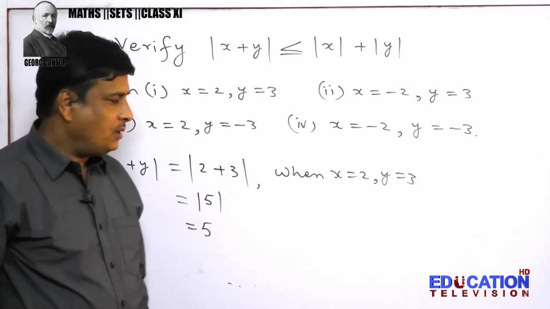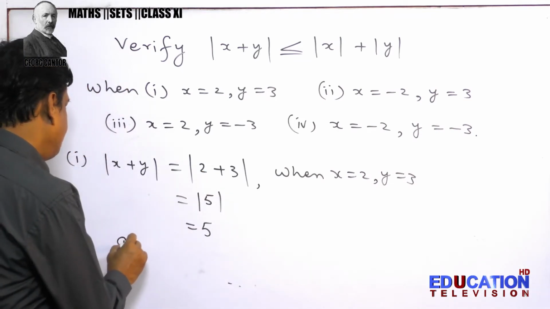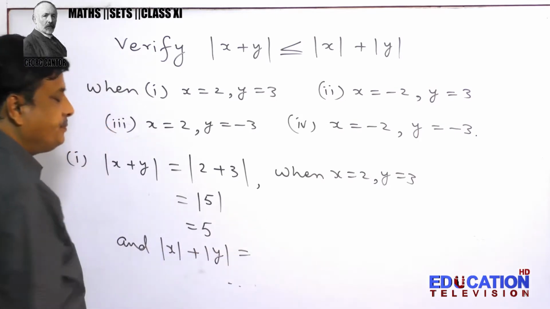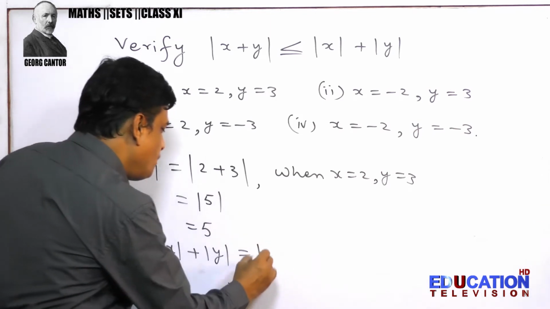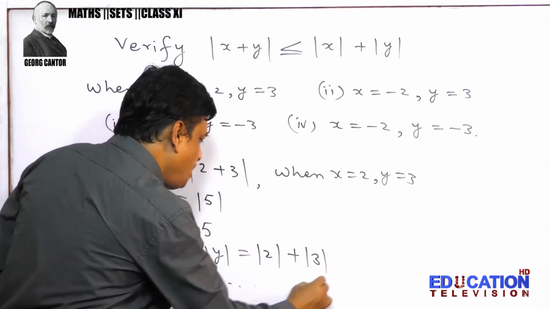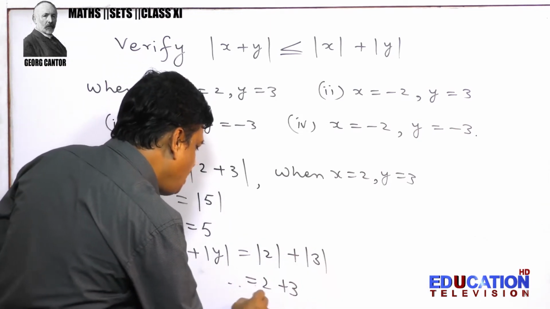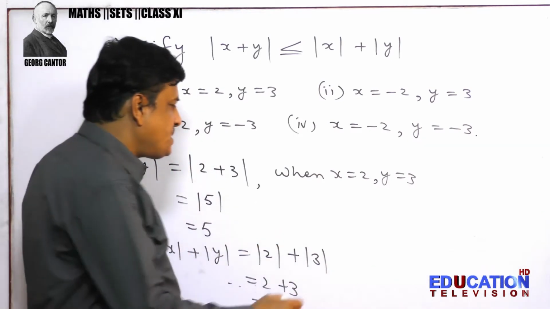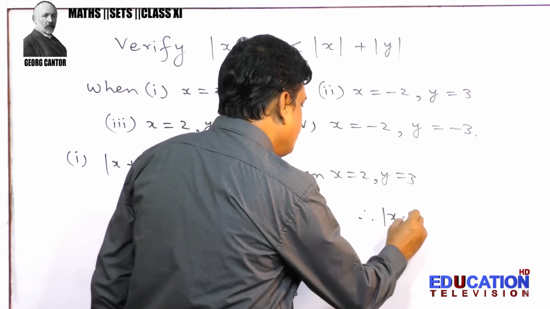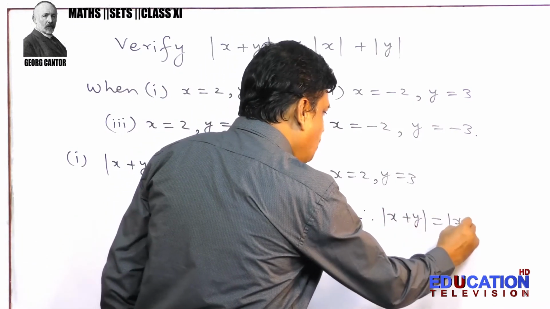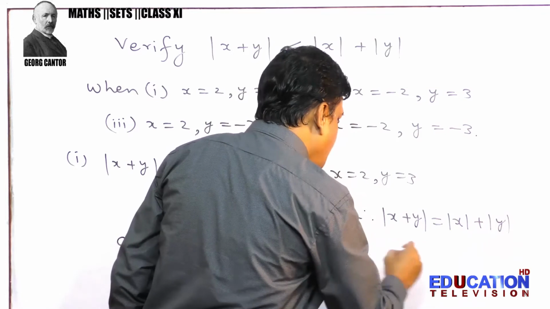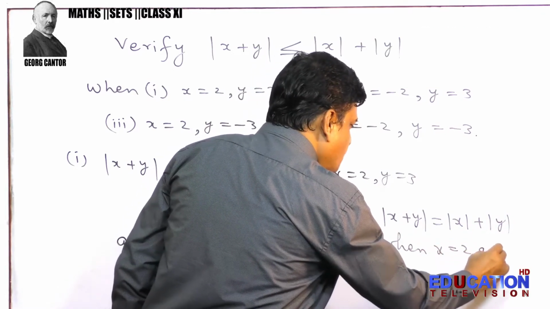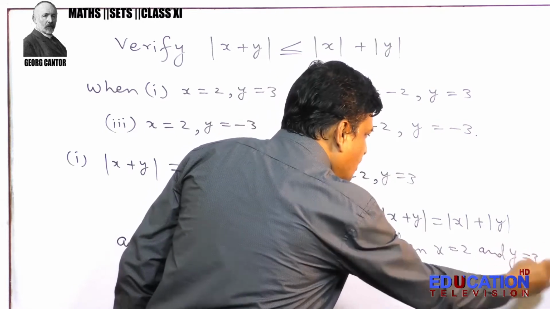So these are equal. And modulus x plus modulus y: modulus 2 plus modulus 3, 2 plus 3, 5. So modulus x plus y is equal to modulus x plus modulus y when x is 2 and y is 3.